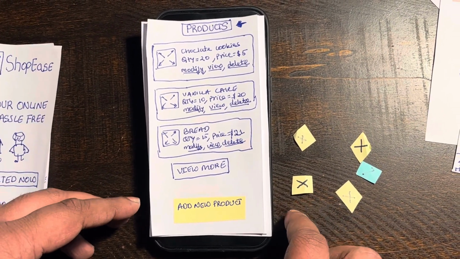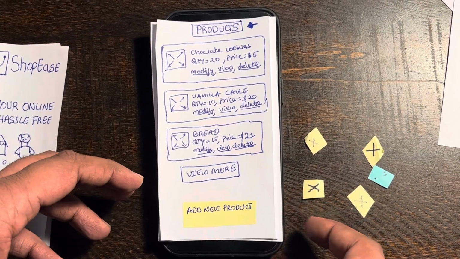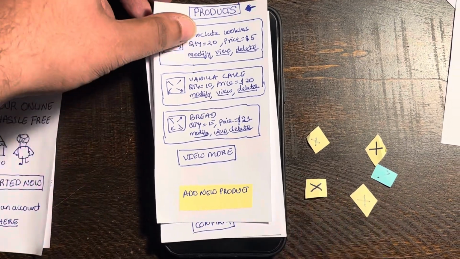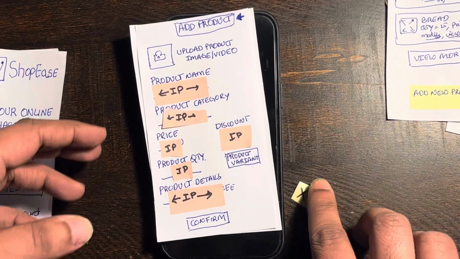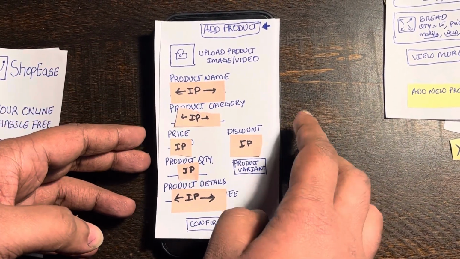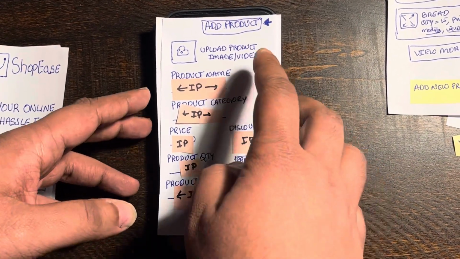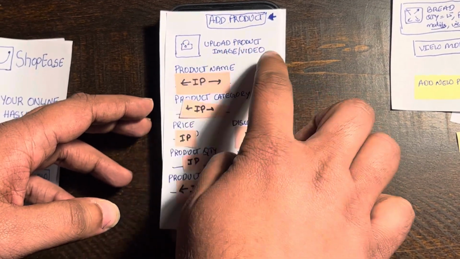So in our case, we wanted to show the vertical prototype of creating a new product. For that, the user will click on add new product. So once add new product has been pressed, as in the previous page, the user will be taken to this page. Over in this page, the user has an option to upload a product image or video.